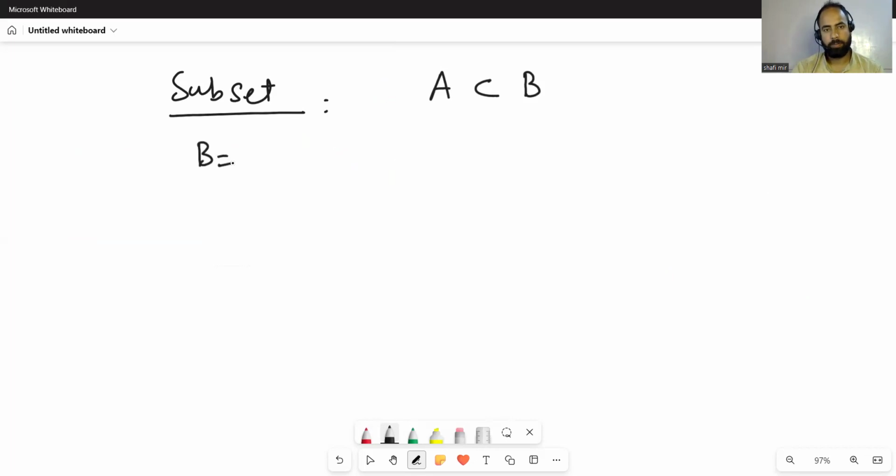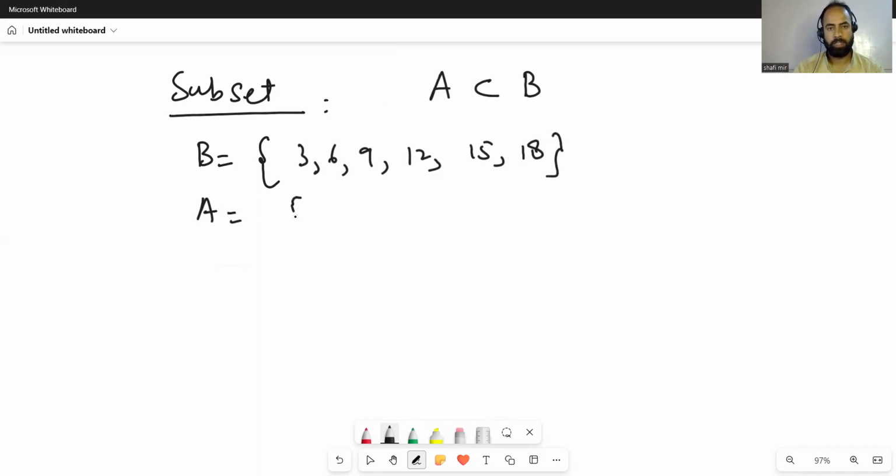Suppose I define set B like this: set B is 3, 6, 9, 12, 15, 18. And set A is 9 and 12. Now can you see? Set A is part of set B. Set A is contained in set B. Set A is a small part of set B. So we can say set A is a subset of set B.